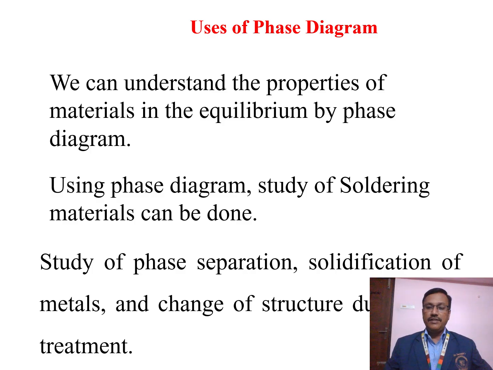Change of the structure during heat treatment can also be studied using the phase diagram. What is heat treatment? While making an alloy, we are heating and cooling the alloy under controlled conditions to remove all the defects that are available in the alloys. That is known as heat treatment. While doing the heat treatment process, the types of changes that take place in the structure can also be analyzed using the phase diagram.